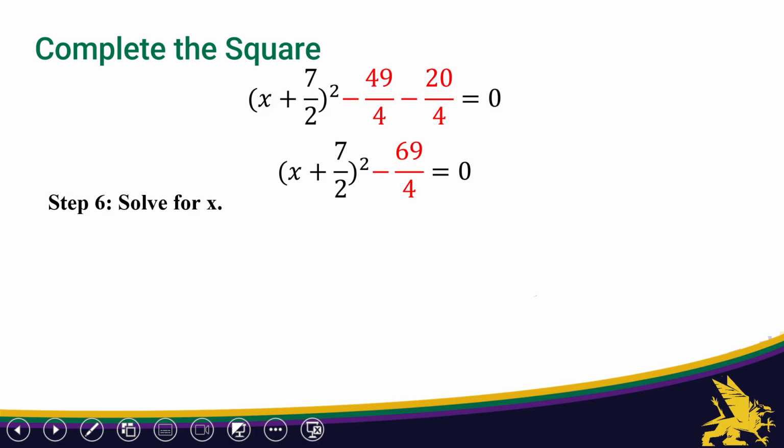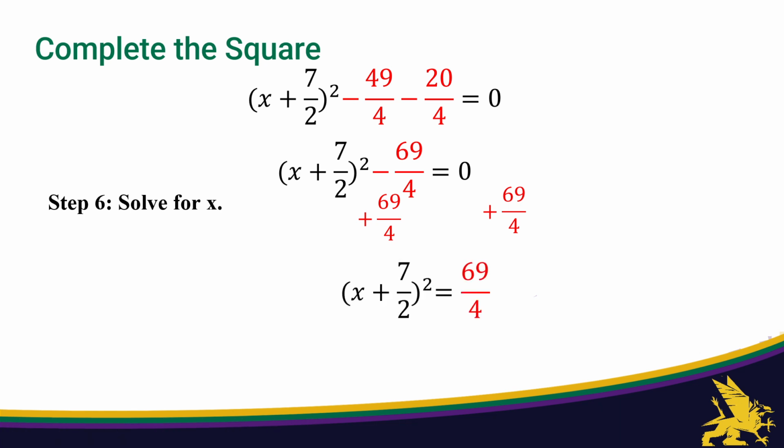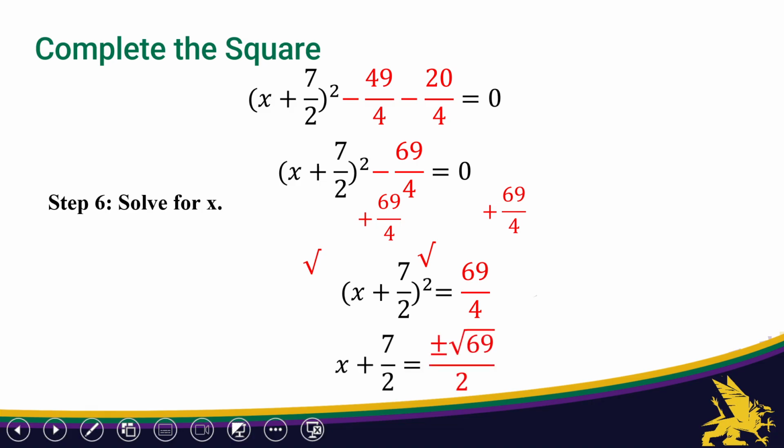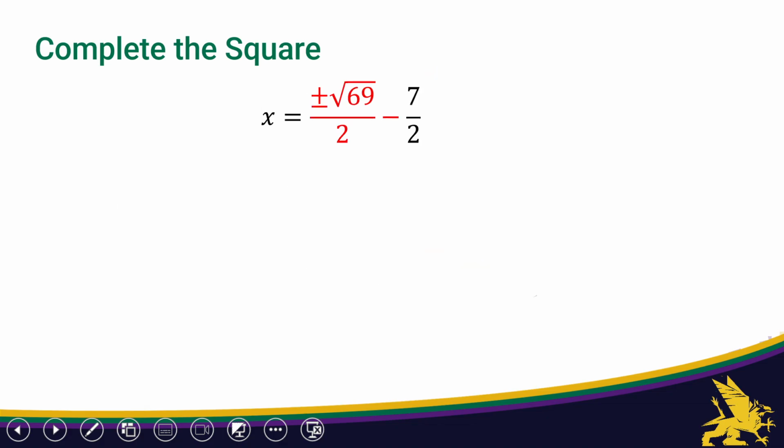Now, to simplify, we get x by itself. So that means we're adding 69 over 4 to both sides. We're going to square root. So if we square root 4, it will just be 2. And if we square root 69, we just leave it as square root 69, but it'll be plus and negative. The last part is we're just going to get x by itself by taking away 7 over 2. Now we can simplify this because our denominators are the same, so I'm just going to make it as one fraction. So it'll be x is equal to plus or minus square root 69, take away 7 over 2.